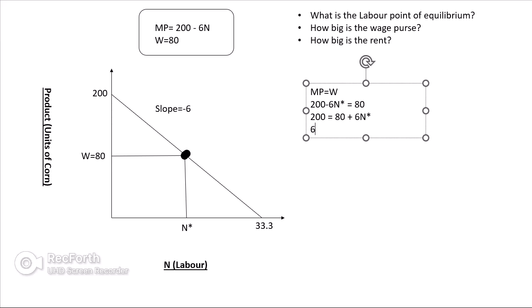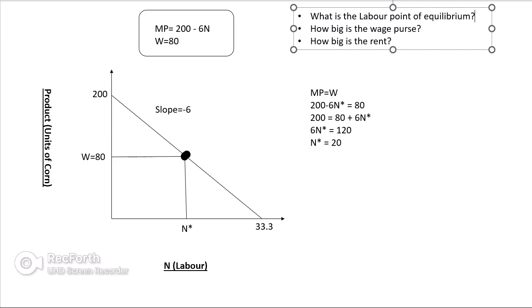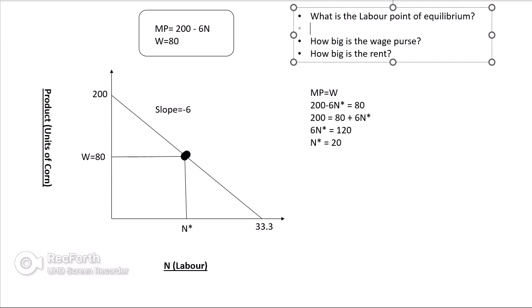And then obviously we just subtract 80 from either side to get 6n is equal to 120. And then we can divide that by 6 on either side to get n is equal to 20. So that's that answer then. The labour point of equilibrium when the wage is equal to 80 is going to be equal to 20. So yeah, that's the labour point of equilibrium, it's equal to 20.